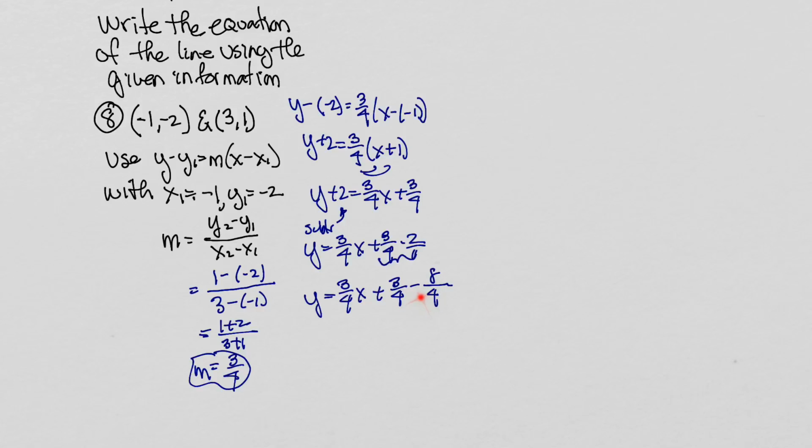So now we can combine these two fractions with the same denominator. So we will get y equals 3/4 x plus, over that denominator, 3 minus 8. So here we go. Y equals 3/4 x, and then 3 minus 8 is negative, so I'm going to write negative 5 over 4. There's our equation.